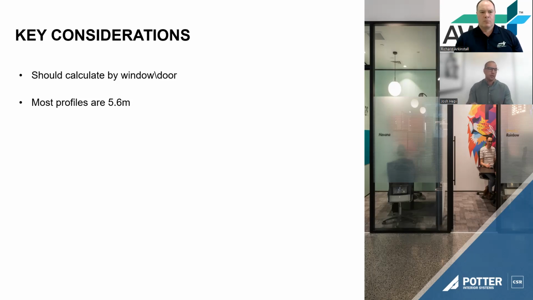So when I work out quantities, I tend to work out each door and window, how I can work it out by length at 5.6 meters. You can lop it in half, which is 2.8, lop off the ends. So ideally for a 2.7 high partition, you can cut a 5.6 meter profile in half, and then you have 2 lengths.